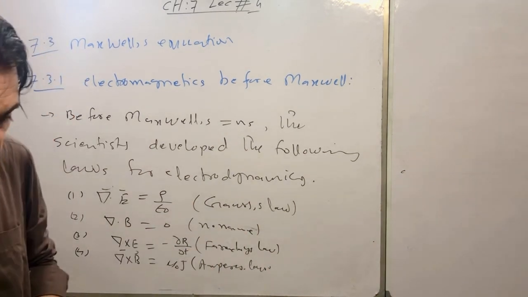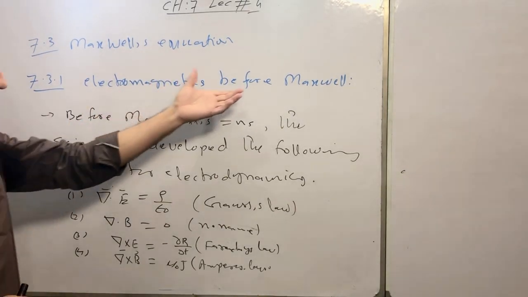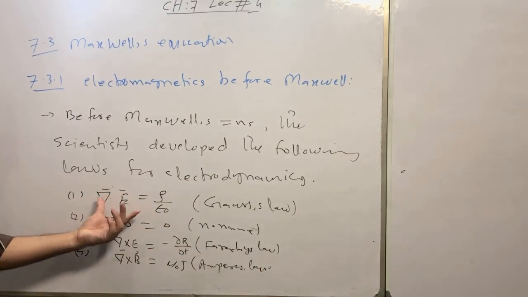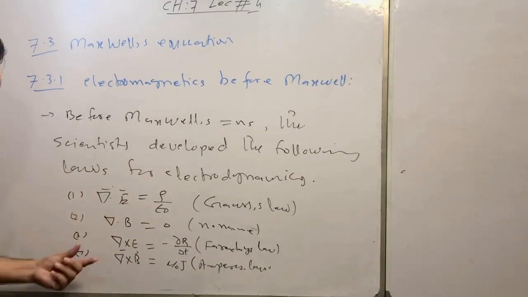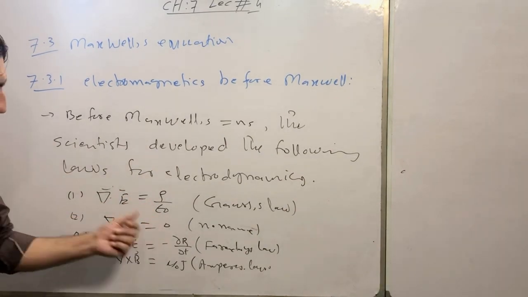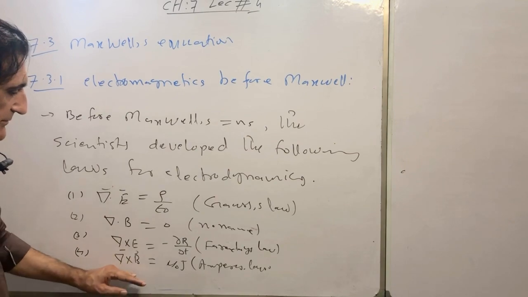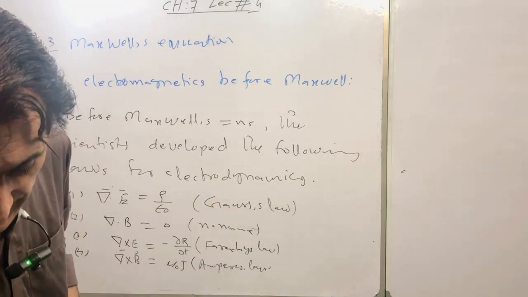These are the equations before Maxwell's. One is Gauss's law, divergence of electric field, which is equal to rho divided by epsilon naught. Divergence of B is equal to 0. Curl of E is equal to minus partial B divided by partial t. This is Faraday's law. And curl of B is equal to mu naught J. This is Ampere's law.